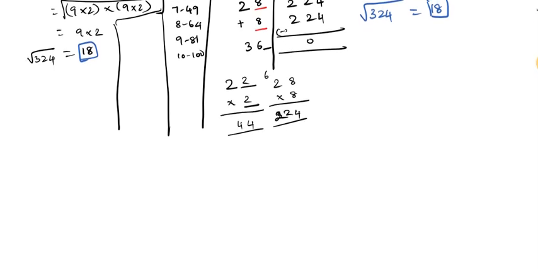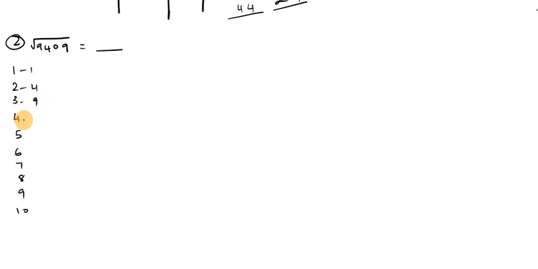Okay, so the next example which we will take, that is the next number which we will take, is going to be square root of 9409. So we will have to find out the answer. So what are the squares? 1 2 3 4 5 6 7 8 9 10. So 1 1 is 1, 2 2s are 4, 3 3s are 9, 4 4s are 16, 5 5s are 25, 6 6s are 36, 7 7s are 49, 8 8s are 64, 9 9s are 81, 10 10s are 100.